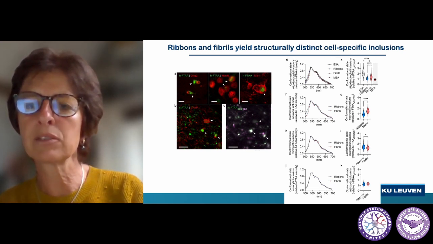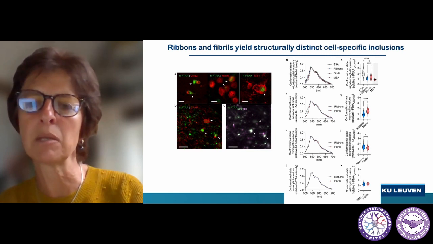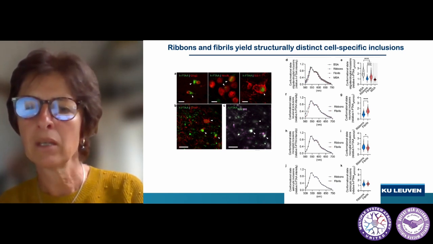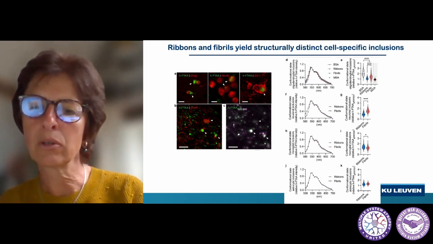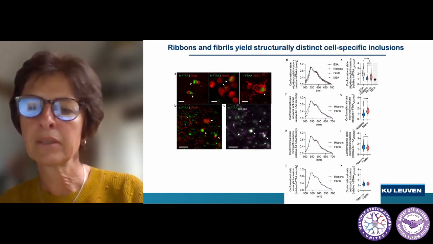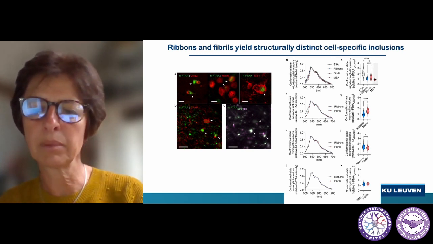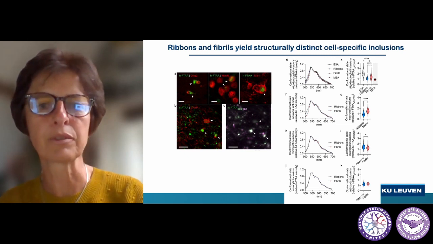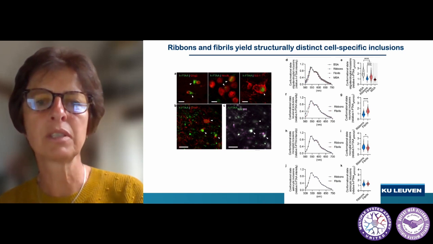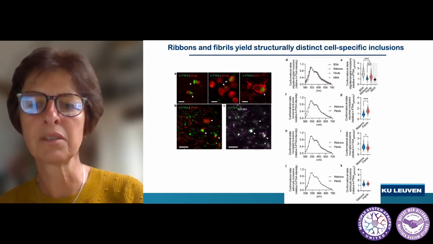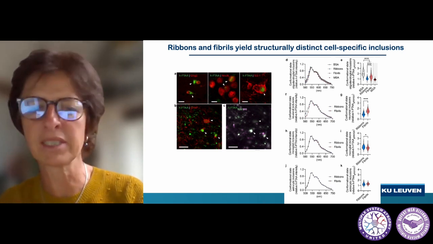And if you compare this to the spectrum in MSA brain, you see that the ribbons are more similar to the spectrum in MSA patients compared to the fibrils. What was also striking is that if you look in different cell types, like in neurons or in microglia, the spectra are also different for the different strains, while, for example, in astrocytes, we could not see any difference. So it means that the ribbons and the fibrils induce inclusions that differ from cell type to cell type.